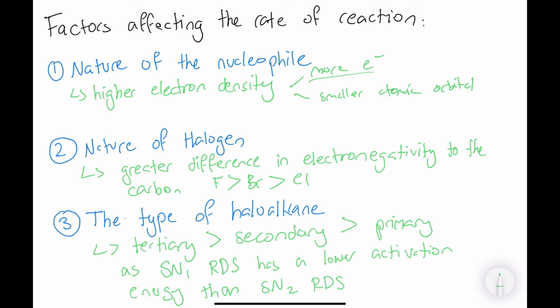The last one is the type of haloalkane. So tertiary will react the fastest because it is more inclined to go the SN1 route, and the rate determining step, which is the fission of the halogen to carbon bond, has a lower activation energy compared to SN2's rate determining step, which is the transition state. I haven't talked about the secondary haloalkane, and it's because it can either go the SN1 or the SN2 route, or a little bit of both, so it's a lot more complicated.